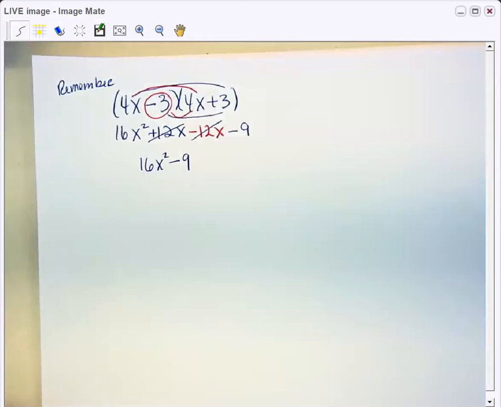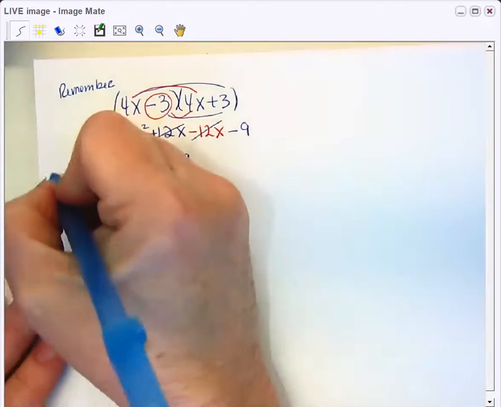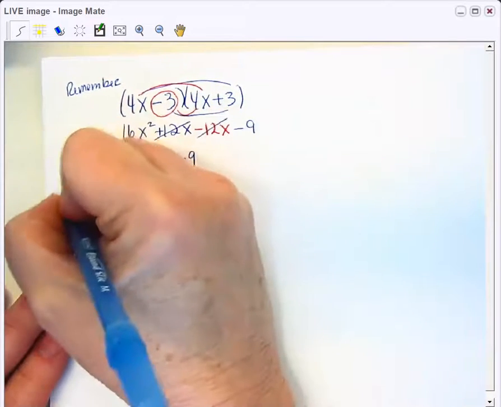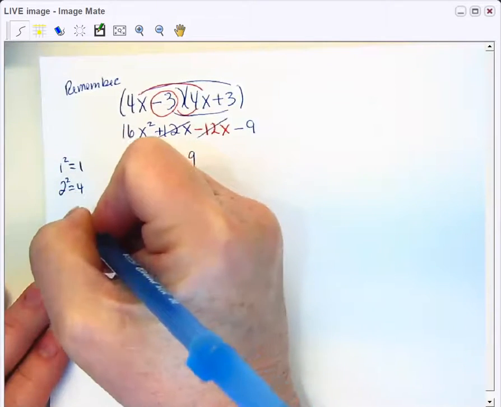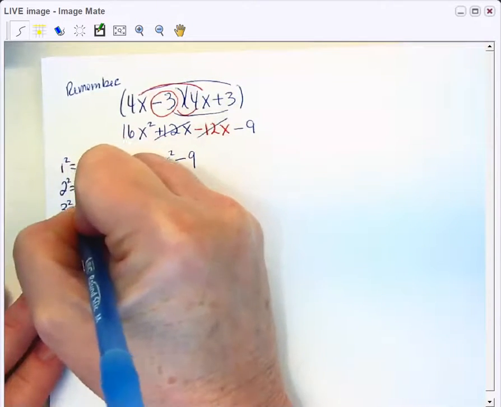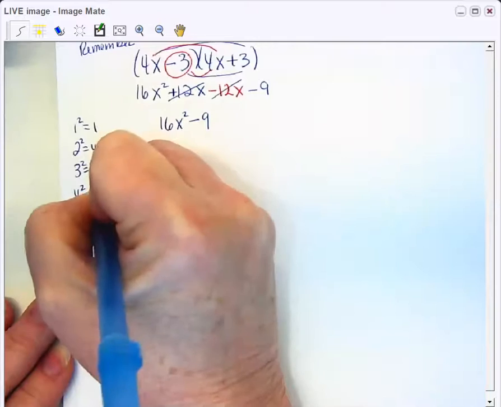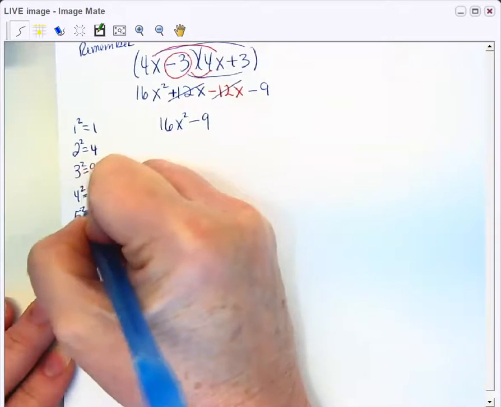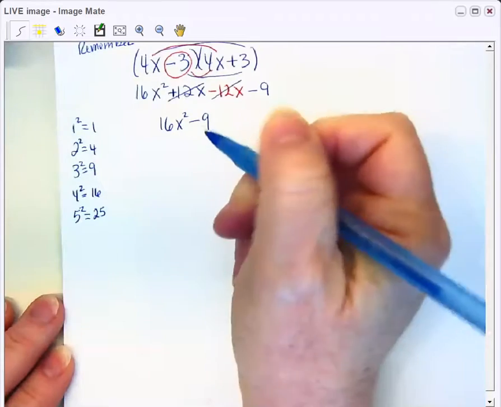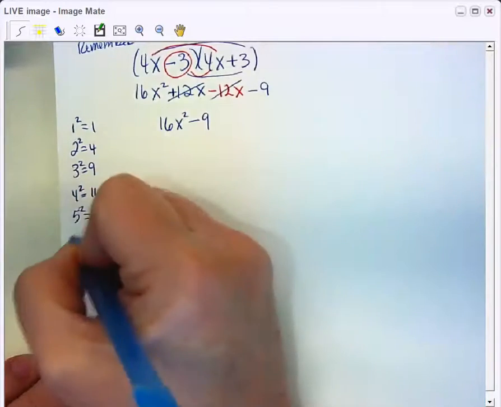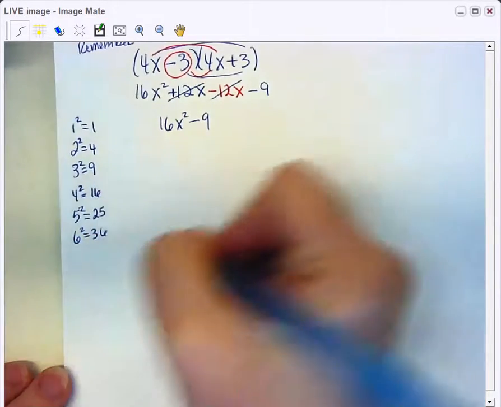Okay. So some of us need to have our memories refreshed about what is a perfect square. Perfect square would be like 1 squared equals 1. I'm only going to list a few here. Okay, so 2 squared equals 4. 3 squared equals 9. 4 squared equals 16. 5 squared equals 25. So 1, 4, 9, 16, 25, those are all going to be our perfect squares. 6 squared would be 36.